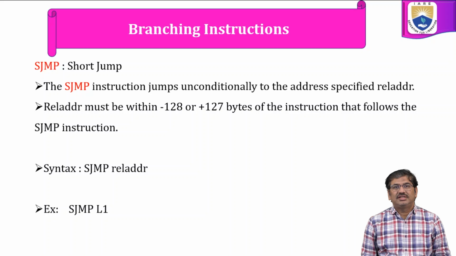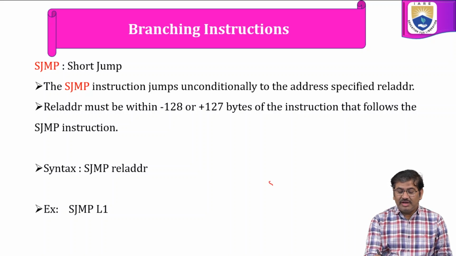The next instruction is SJMP, which is short jump. This is also an unconditional jump instruction only. In the previous JMP instruction, the address is specified with the accumulator and the DPTR. When it comes to SJMP, the address we can specify in the instruction. So the SJMP instruction jumps unconditionally to the address specified in the relative address. The relative address must be within minus 128 or plus 127 bytes of the instruction that follows the SJMP instruction.